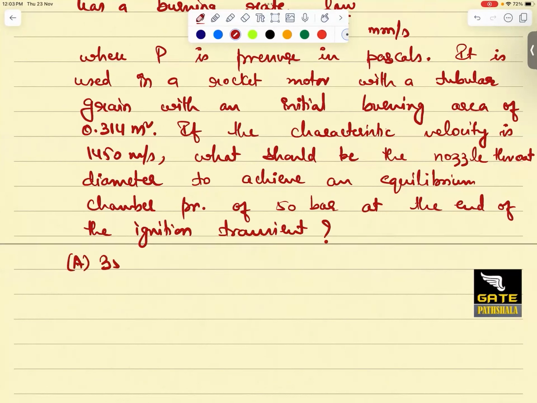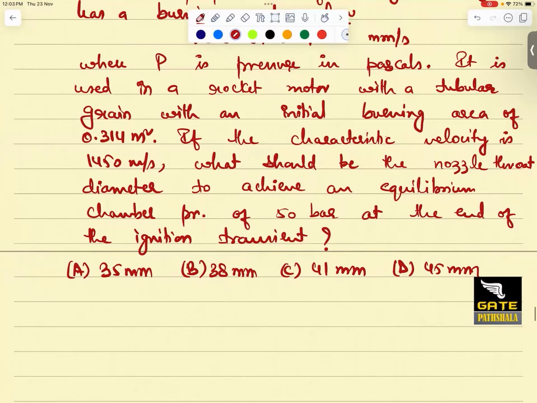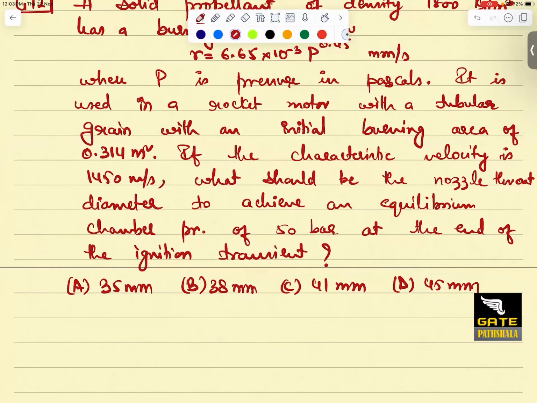Option A, 35 mm. Come on guys, be quick. Note the options as well. Equilibrium chamber pressure is mentioned also. So you consider the equilibrium condition.